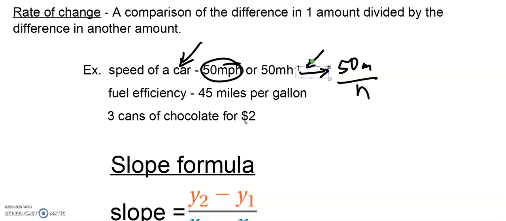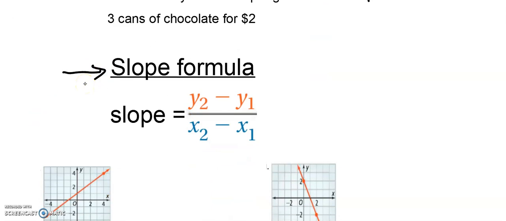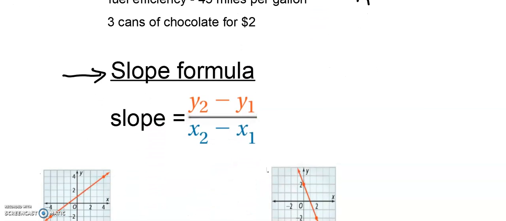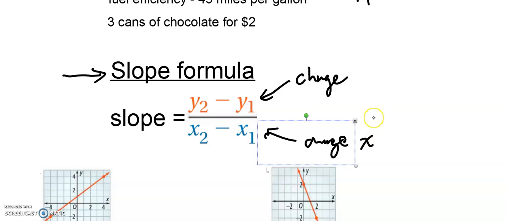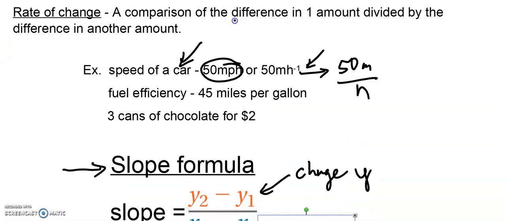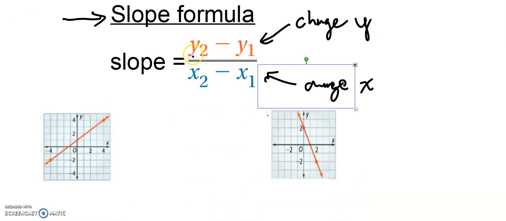Now, the best example and the most important example of the rate of change in the math community is something that we know called the slope formula. If you look at the slope formula, this is an example of a rate of change. Why? Well, I've got the change in my y amounts, because whenever you subtract two things, that's a change, divided by the change in my x amounts. So, since I have a change in y over a change in x, by definition, a rate of change is the difference in one amount, the difference in y's, divided by a difference in another amount, the difference in x's.